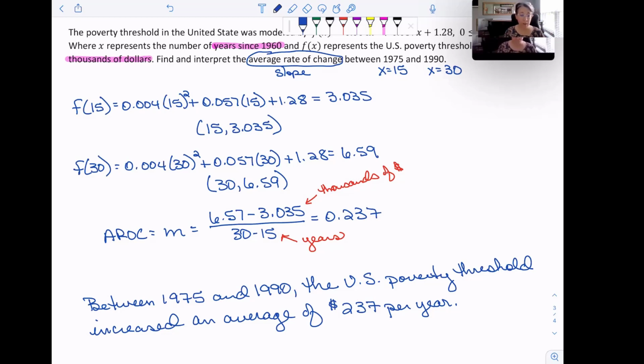So again, we had our time frame between 1975 and 1990. What we were studying, which was the U.S. poverty threshold, what it did, it increased. We knew that because it was a positive slope, positive number. It was an average between 2 years of, and then we looked at our units, the 0.237 in thousands of dollars is equivalent to $237 per year.